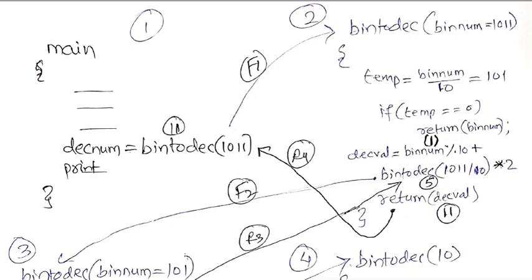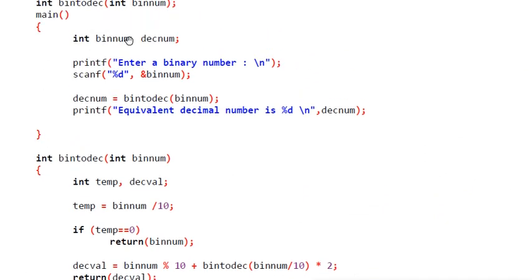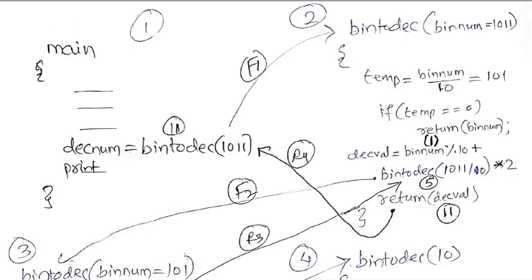In the main program, I will open the main program here. We did this: enter the binary number, read the binary number, and there is a function call with 1011. You can see in the main we have some code here. Decimal number is equal to bin to decimal, this is the function call 1011. So this is the first one. Don't get confused with the arrow, just focus on the explanation. So this is the first step.